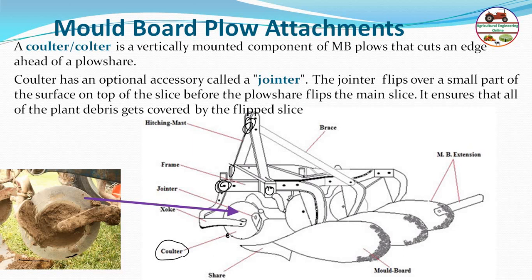Next, the coulter is an optional accessory. Sometimes it is used, sometimes not used. There is a miniature plow which is called the jointer. The jointer flips over a small part of the surface on top of the slice before the plowshare flips the main slice. Basically, you can see here, this one is the first or second. So this flips on the main slice. It ensures that all of the plant debris gets covered by the flipped slice. When the moldboard cuts, there is some debris or grass. The grass has to be cut properly by the small miniature plow. That is called the jointer. So basically, the coulter and jointer are the most important attachments used in the moldboard plow.